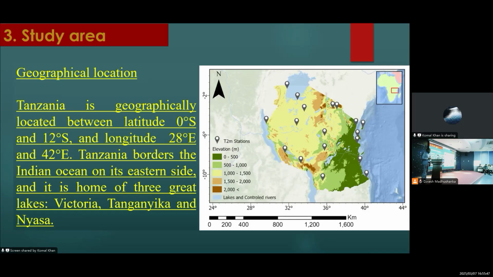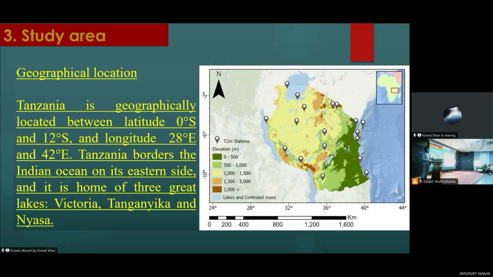Now, study area. This is my study area, and as you can see, this is Tanzania. The dots with the gray background are the observation stations where we collected the data used in this study. As you can see, the study area is a country in the eastern part of Africa, bordering the Indian Ocean. It can be seen in the small map.